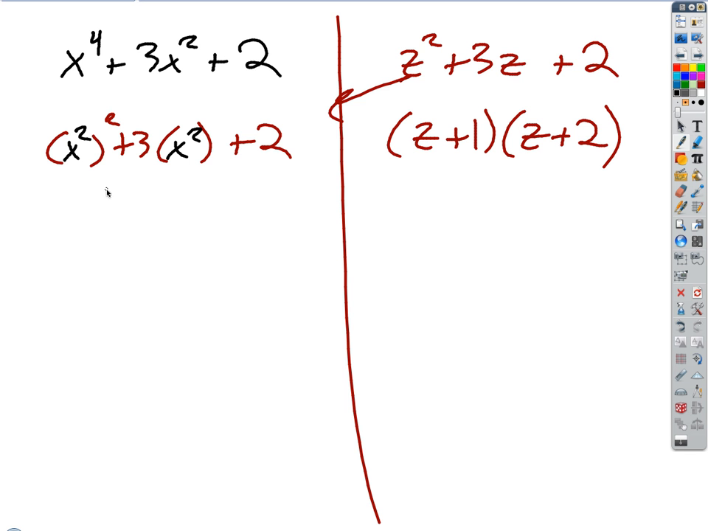So this has got to break up into z, which is just an x squared, plus 1 times z, which is an x squared, plus 2. Right? See that? Can I go any further with those? I can't, because the only pattern they could fit doesn't exist. Sum of squares. Okay, try another one. Like that.